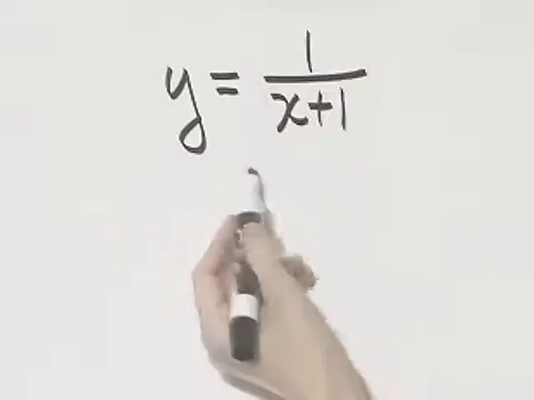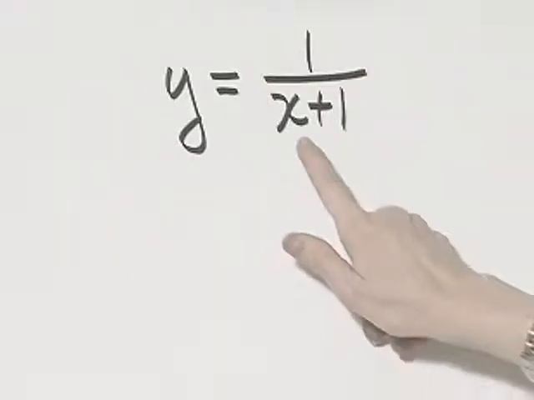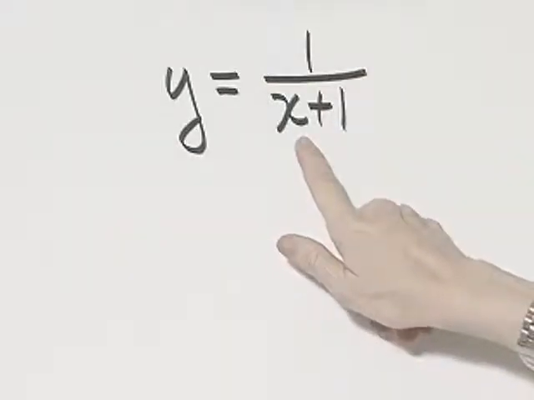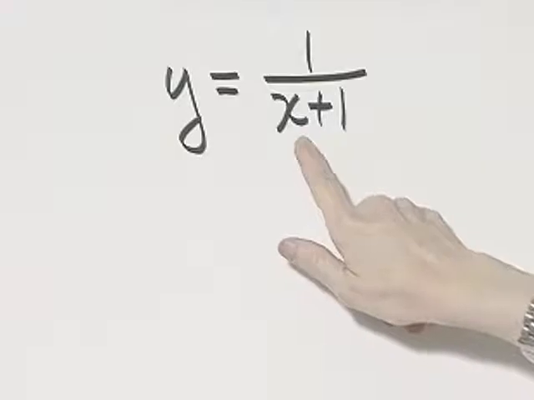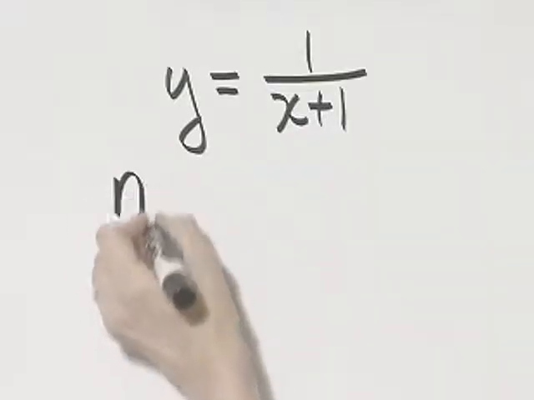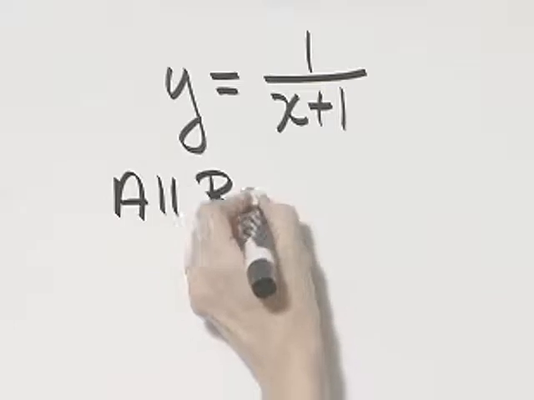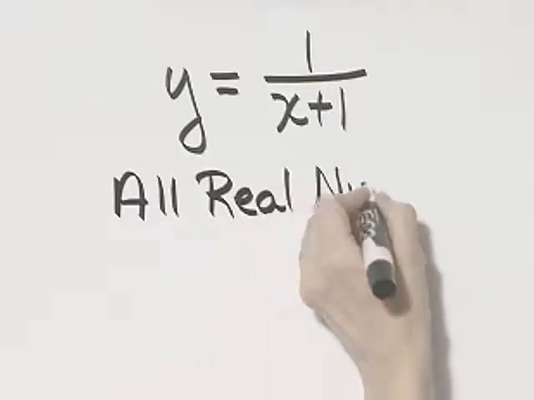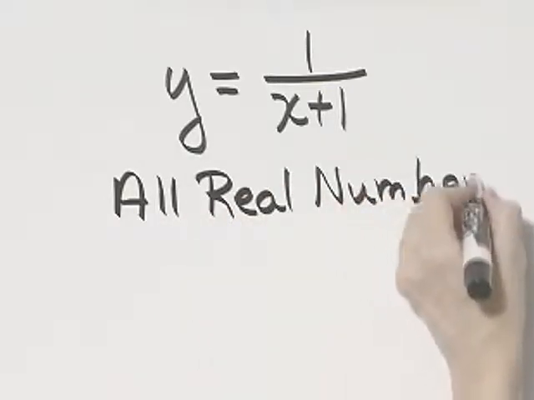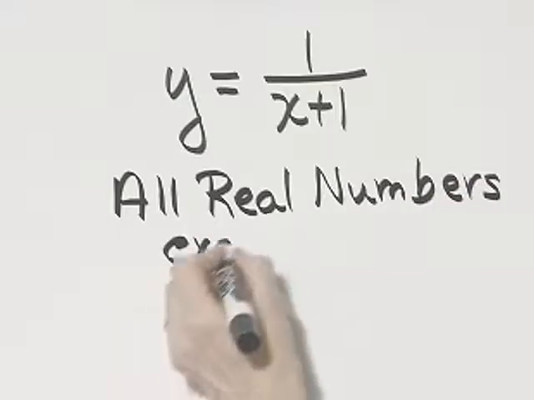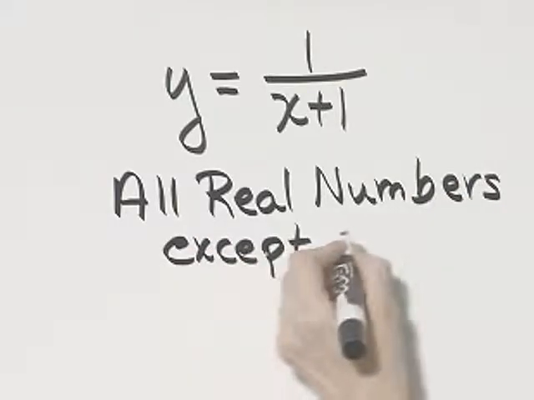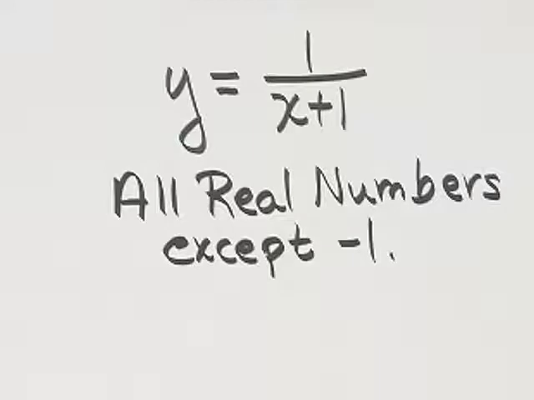So what's the domain of this function? X can be any real number except -1. That's the domain. All real numbers except -1.